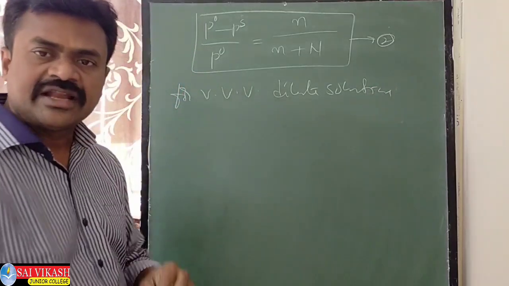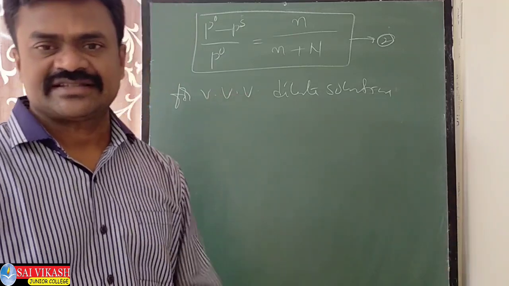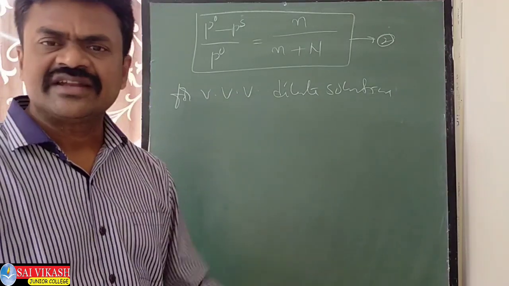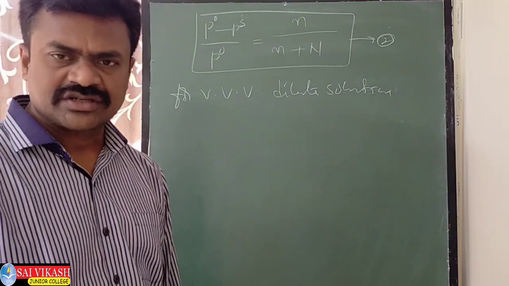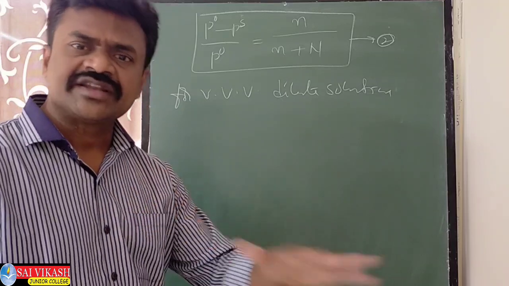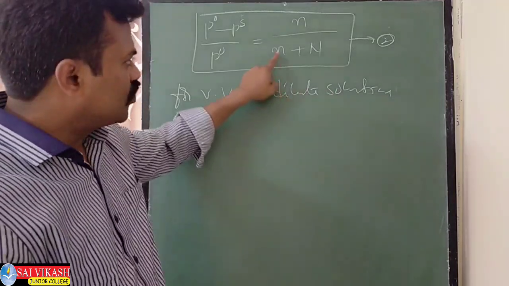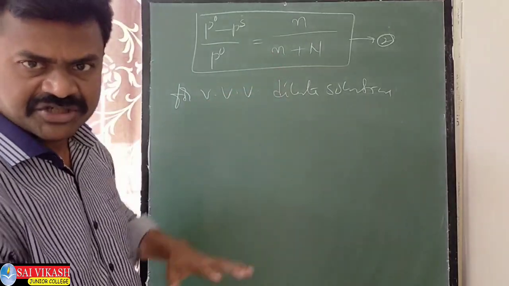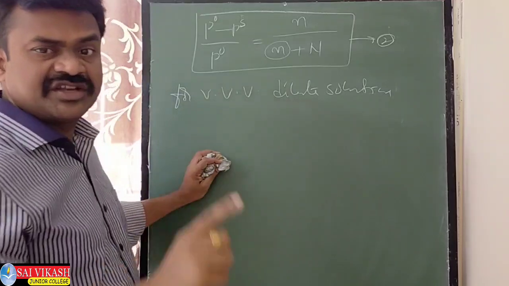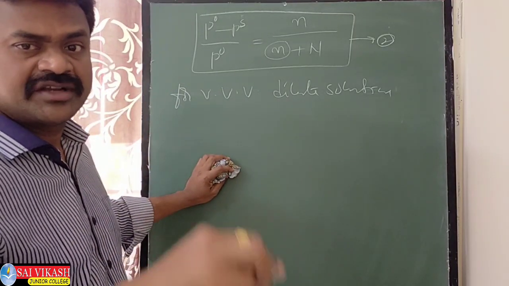Very dilute solution means the quantity of this solute is very less. That is called a dilute solution. If the quantity of the solute is very less, the number of moles is also very small. As the number of moles of solute is very small, we can neglect this part in this summation. Let us neglect this.